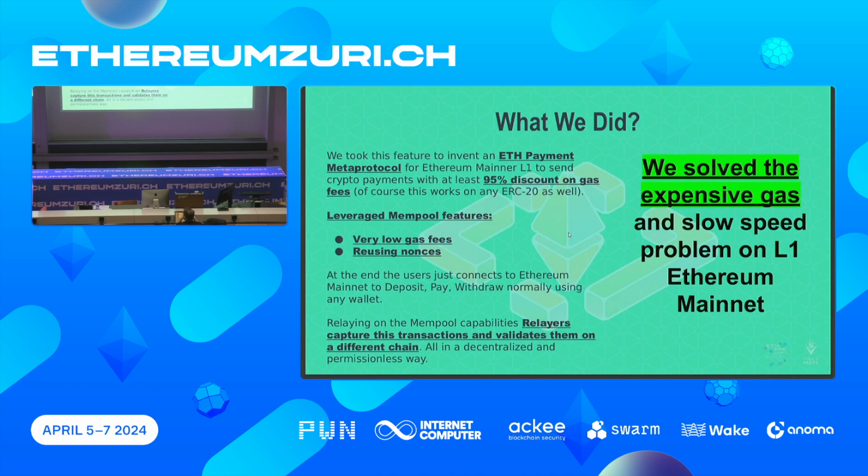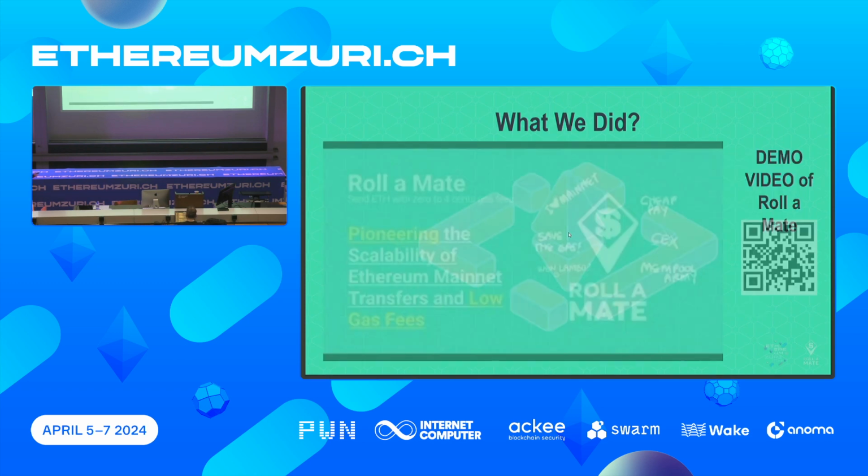So at the end of the day, the user just connects to Ethereum mainnet, deposits, pays, and withdraws normally using any wallet. Relying on the mempool capabilities, the relayers, which are the nodes that capture all these transactions, are part of our meta protocol as well, because we put some code on them, and we validate the transactions and send them to a different chain, a side chain, that can be an Avalanche chain, an Orbit, or any other chain that could also have no gas. So in a decentralized and permissionless way, I'm going to show how this works a little.